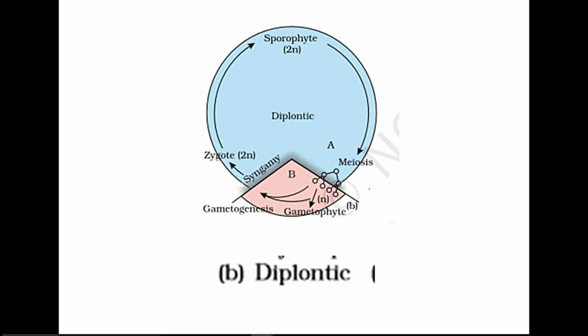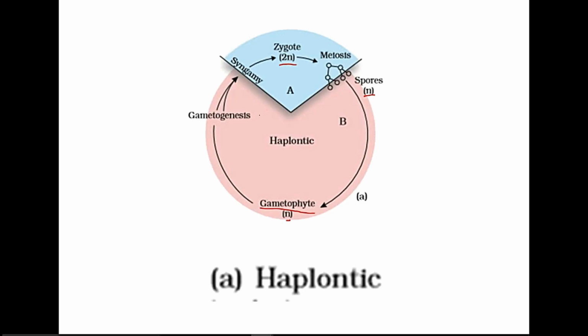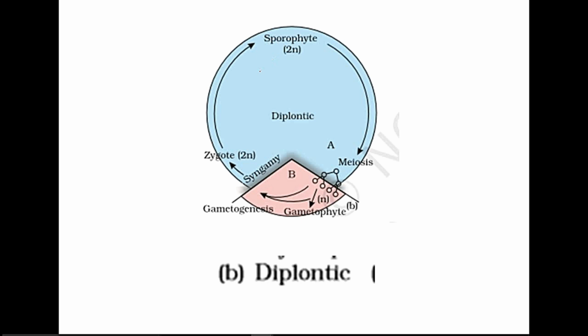So in this diplontic life cycle, a diploid sporophyte is the dominant stage. So here the sporophyte stage is the dominant stage as it is considered the most one, and here the gametophyte stage is the least one. Whereas in haplontic, the gametophyte stage is the dominant one as it consists of more, and the sporophytic stage is a small one. So in diplontic, the sporophyte is dominant.